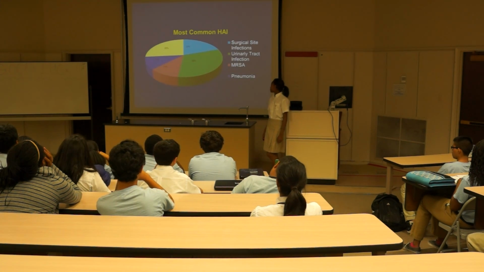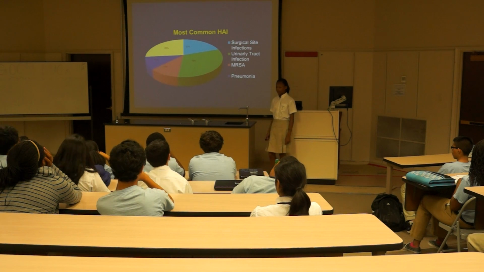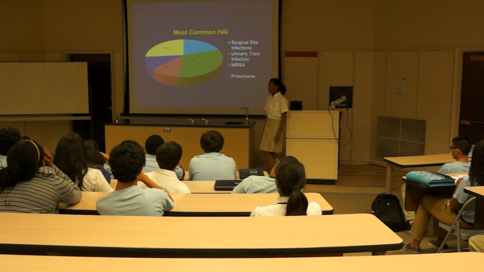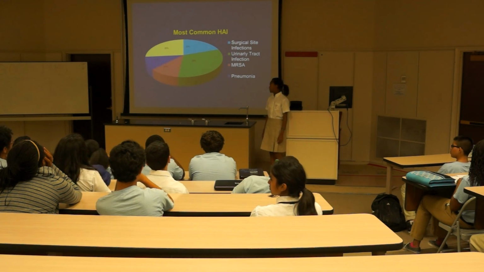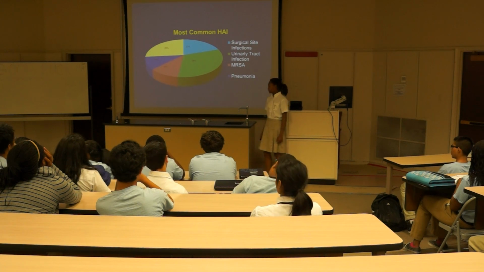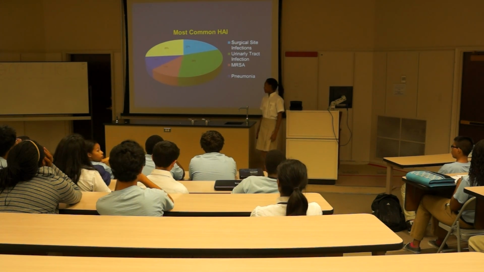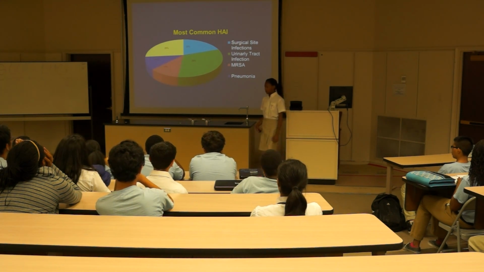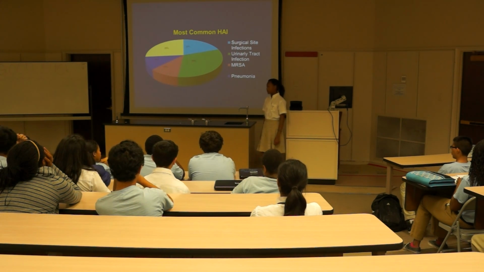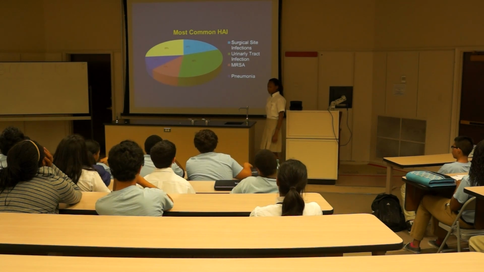This graph pretty much shows all the hospital-acquired infections, which ones are the most common. Of all of them, about 36% are urinary tract infections, 20% are surgical site infections, 11% are bloodstream infections, one of the most common being MRSA, and pneumonia also causes 11%, and 26% are other.